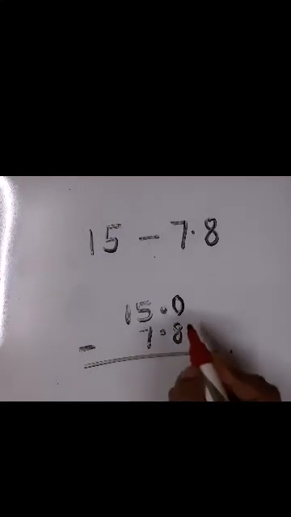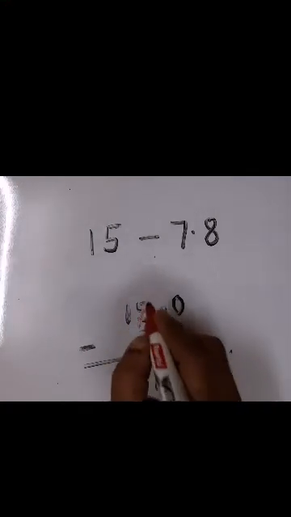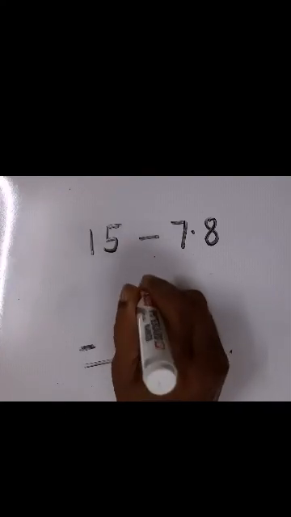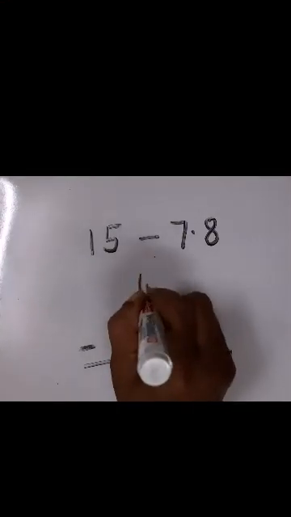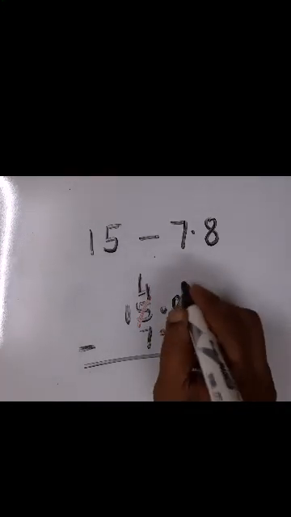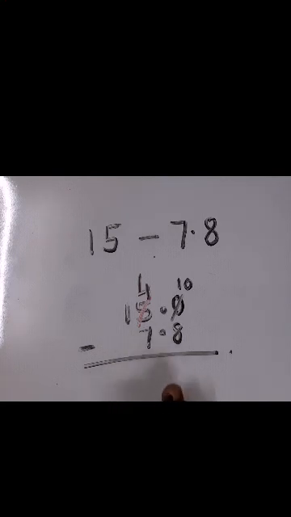Yes. I cannot subtract here. What do I do? I go to 5, okay? I will tell him, please give me 1. So he gives me 1, and what remains here, children? 4. My pen is too light, I think. So 4 remains here, right? And here, this number has changed to 10. So 10 less 8, that is 2.